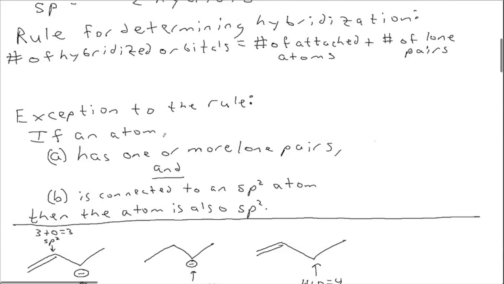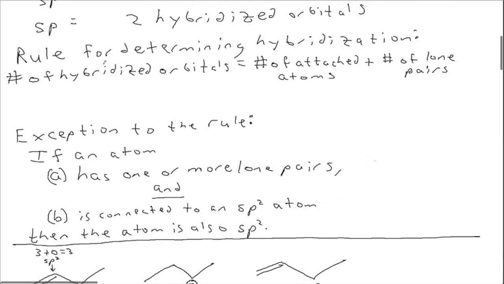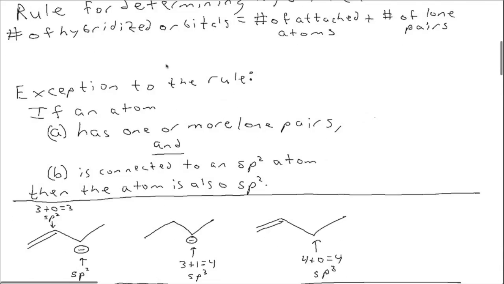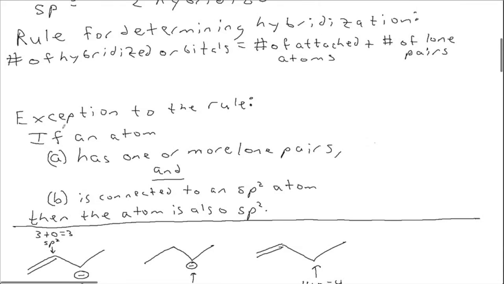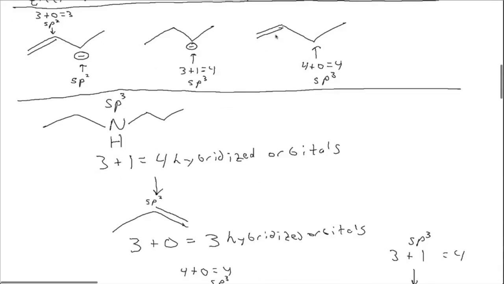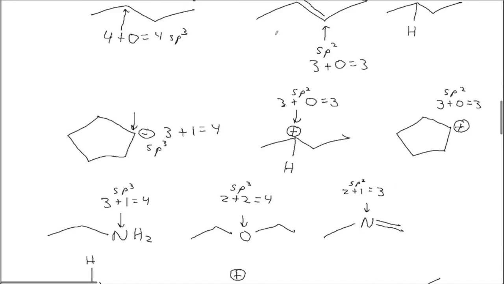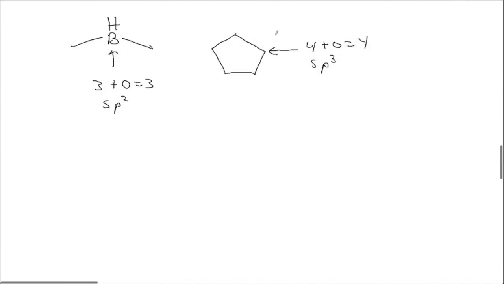On the other hand, if the exception does not apply, that's when you have to count the number of hybridized orbitals using the rule. So the best way to do problems now is first check if the exception applies. If the exception does apply, you automatically know the atom is sp2. If the exception does not apply, then you can use the rule for determining hybridization. So hopefully you'll have that in your notes, and you can refer to that as we do a few more examples.